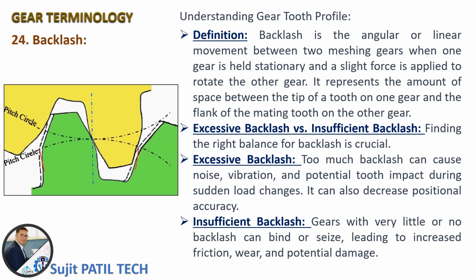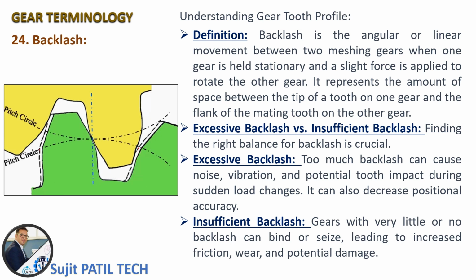Understanding backlash. Definition: backlash is the angular or linear movement between two meshing gears when one gear is held stationary and a slight force is applied to rotate the other gear. It represents the amount of space between the tip of a tooth on one gear and the flank of the mating tooth on the other gear.